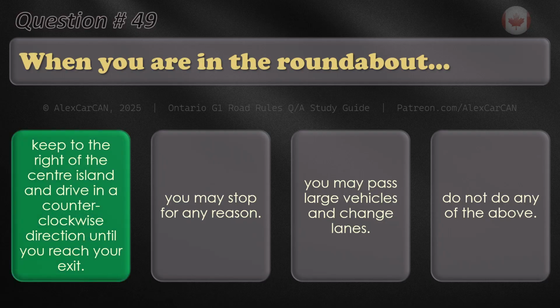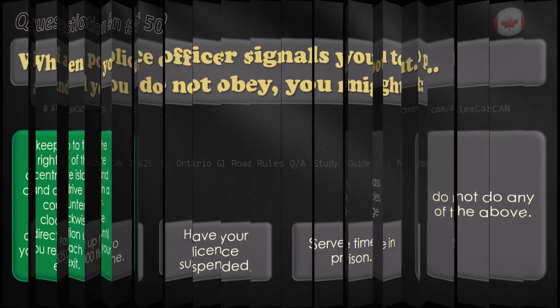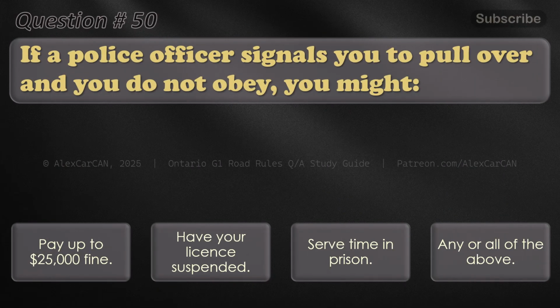The correct answer is keep to the right of the center island and drive in a counterclockwise direction until you reach your exit. Question number 50. If a police officer signals you to pull over and you do not obey, you might pay up to a $25,000 fine, have your license suspended, serve time in prison, any or all of the above. The correct answer is any or all of the above.